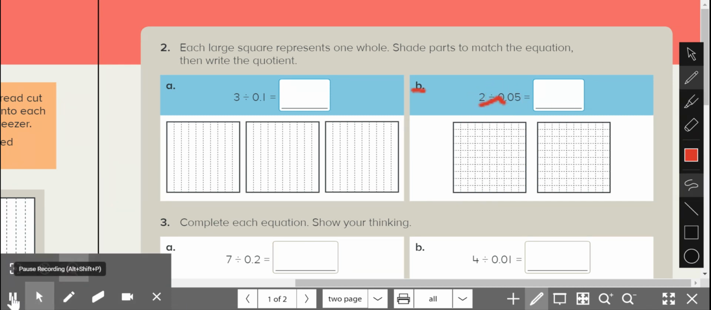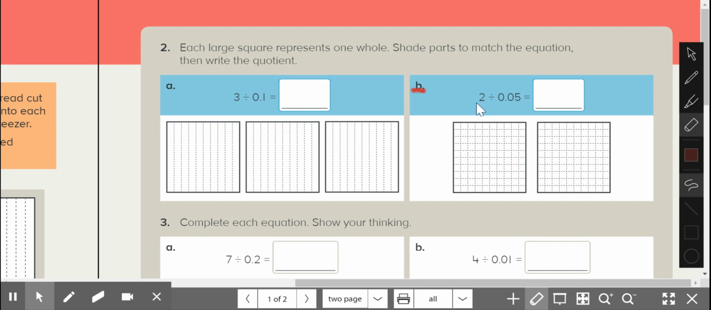What this is really saying is how many 500ths are there in 2? So we have represented here two groups of 100. Each one of these is one whole, and they're broken up into 100 chunks, or hundredths. Each one of these squares is a hundredth. So how are we going to determine how many 500ths are there in here?